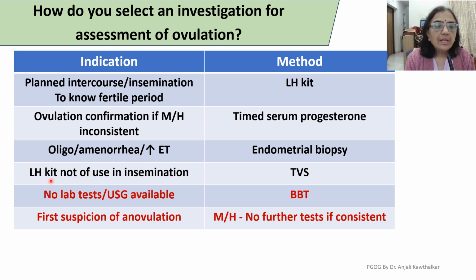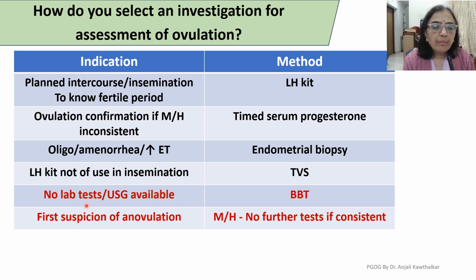Now, if we are using an LH kit, but it is not of use, and we want to do insemination, but the LH kit is not giving proper results, these are the cases where we have to go for transvaginal sonography. Remember that. Otherwise, it is not the first choice of investigation. The first choice is always the LH kit, but if the LH kit is not giving reliable information, then we have to rely on transvaginal sonography in women where we want to plan the insemination.